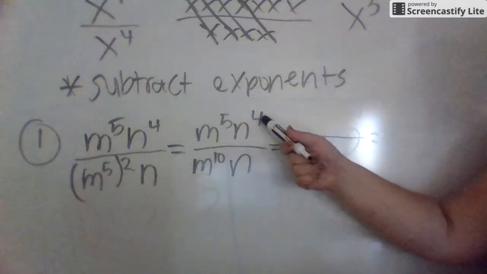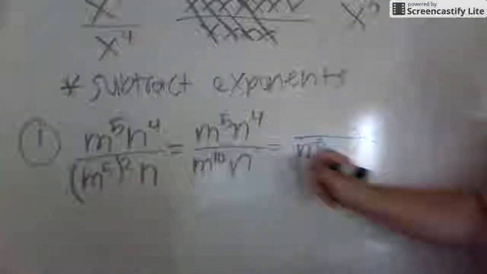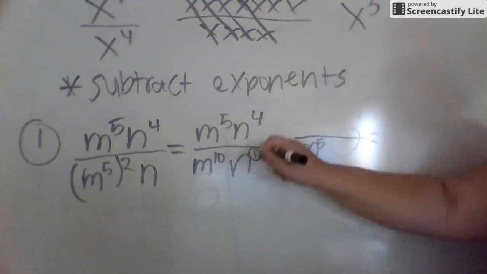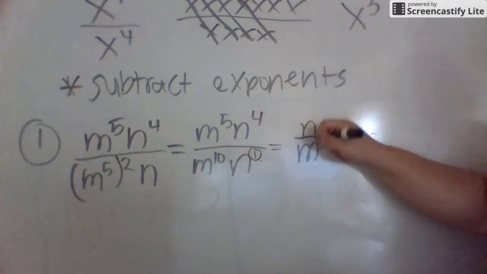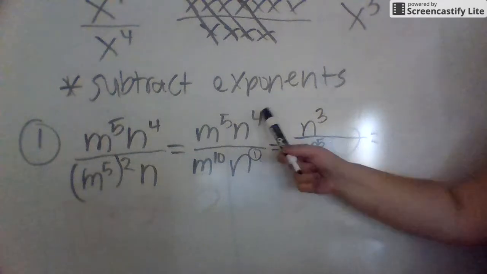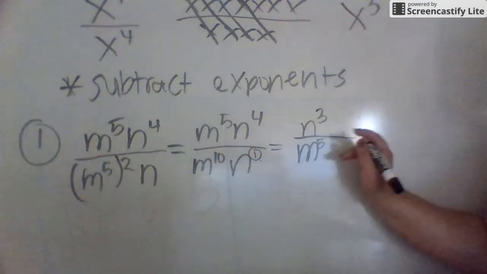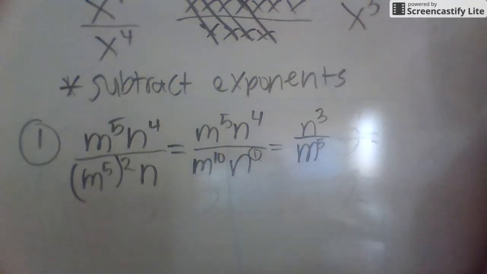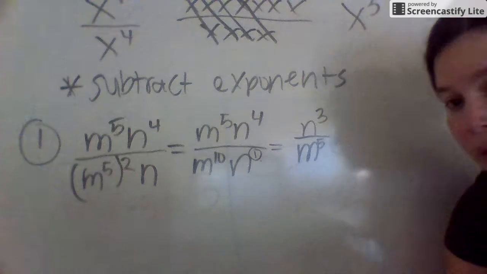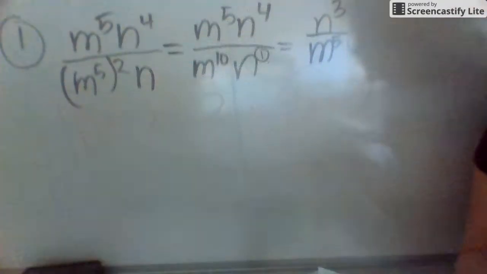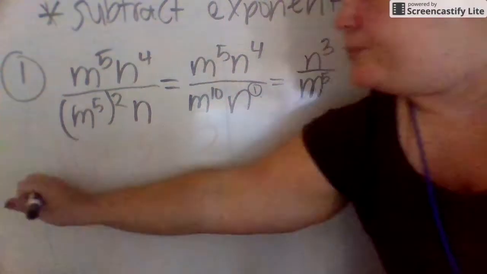Then I have n to the 4th divided by n. This is like n to the 1st. 4 minus 1 is 3. And the bigger number was on the top, the bigger exponent, so it stays on the top. And that's our answer. All right, let's scooch it down a bit. Example 2.